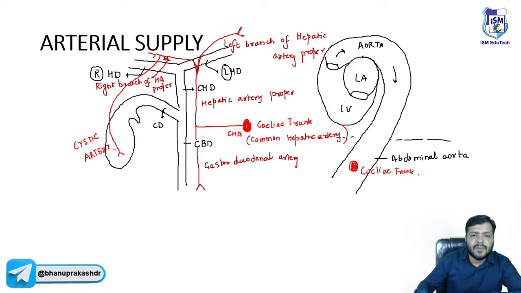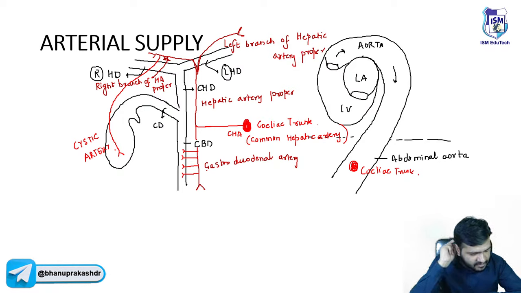So remember beta, if we talk about the arterial supply, the lower part of the common bile duct will get the supply from the gastroduodenal artery. The lower part of the common bile duct will have branches from the gastroduodenal artery. The upper part of the common bile duct will get branches from the hepatic artery proper.